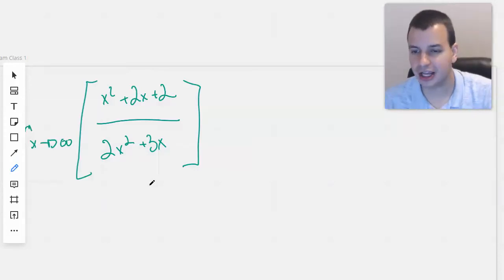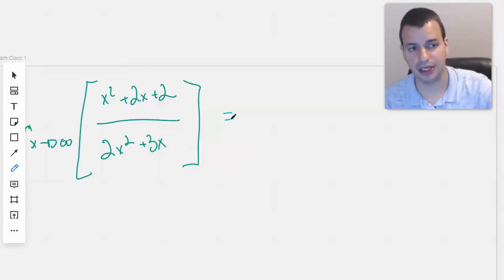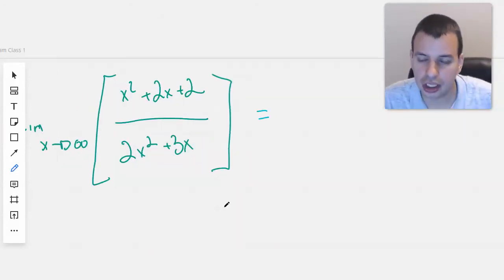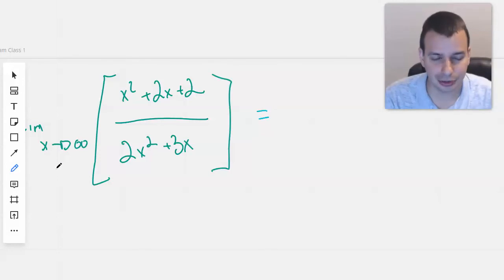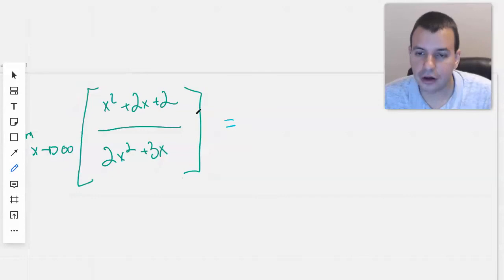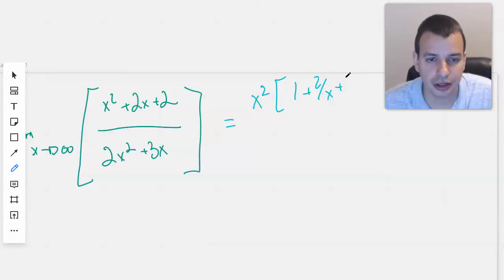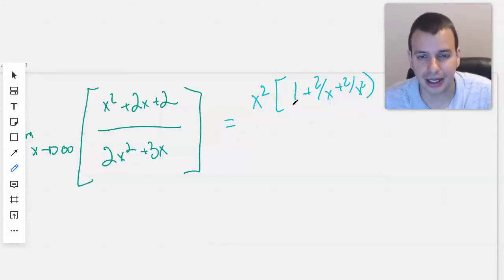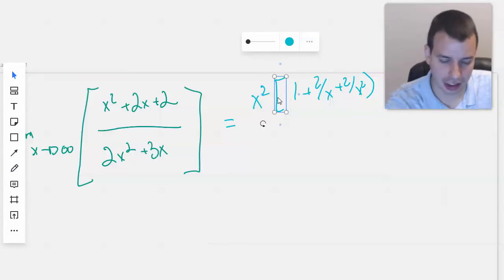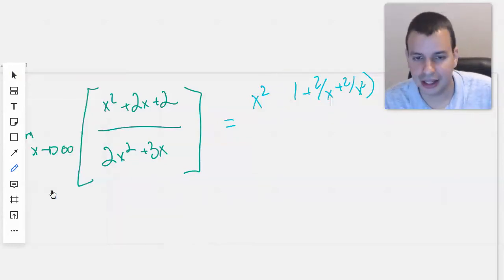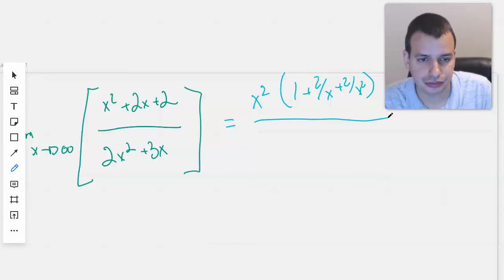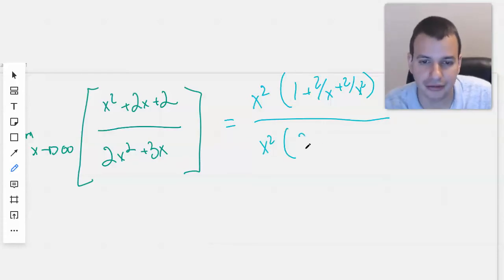This is a kind of problem you'll see from time to time in life. And the way you generally approach it, I'm not going to rewrite the limit as x approaches infinity again. It should be there, but for convenience, I'm leaving it off. One way to look at this is you factor out the x squared on top, and you get 1 plus 2 over x plus 2 over x squared. Then we factor out the x squared on the bottom, and we have 2 plus 3 over x.